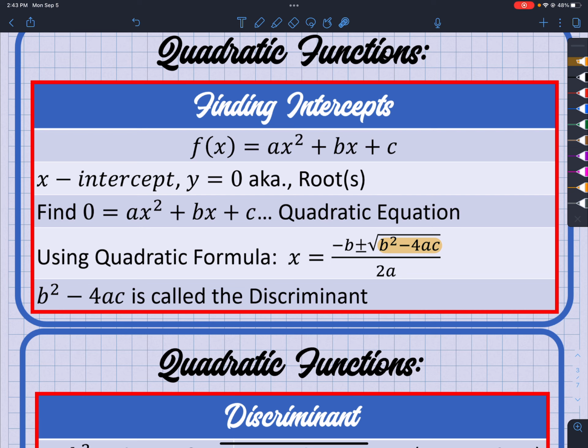So if it's inside the square root, if it was a negative number, so if the b squared minus 4ac, or the radicand, in this case the discriminant, is a negative number, well, what happens when I take a square root of negative numbers? Correct. I get imaginary numbers.